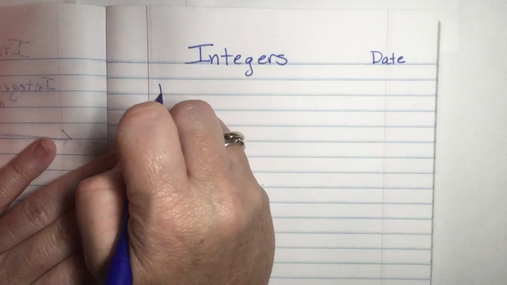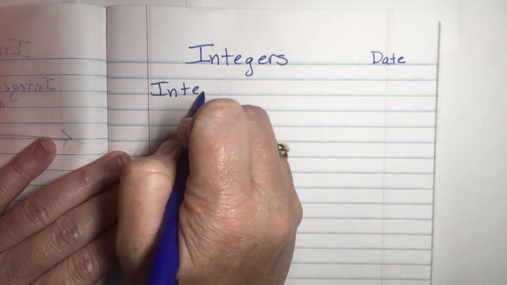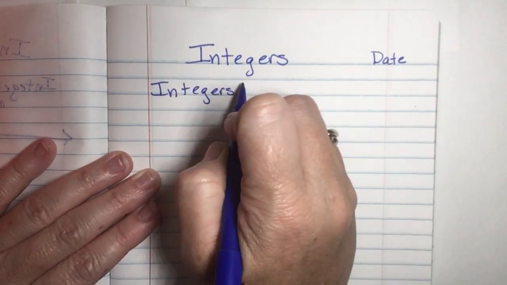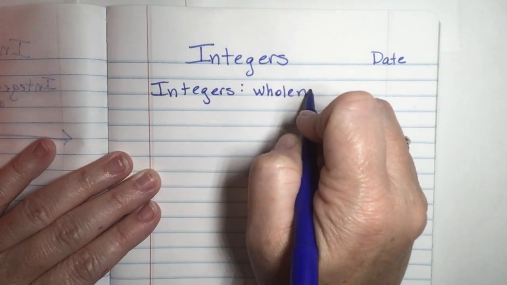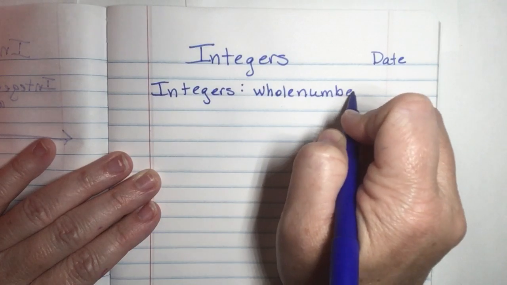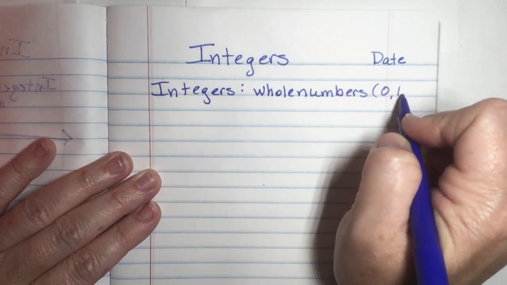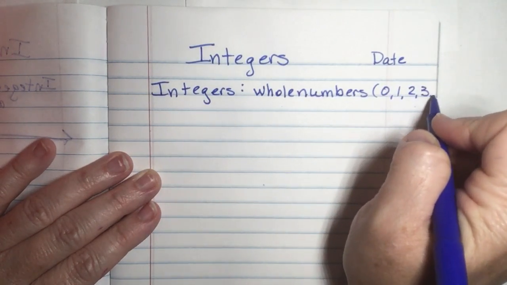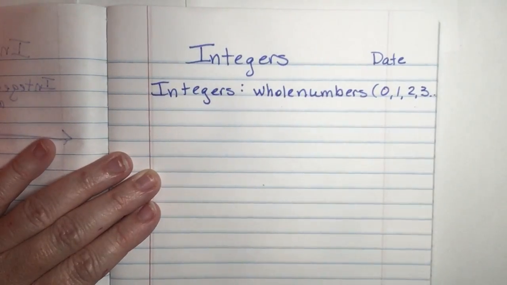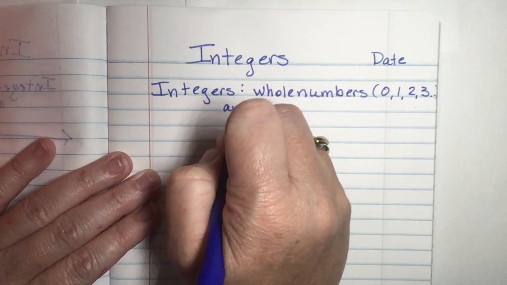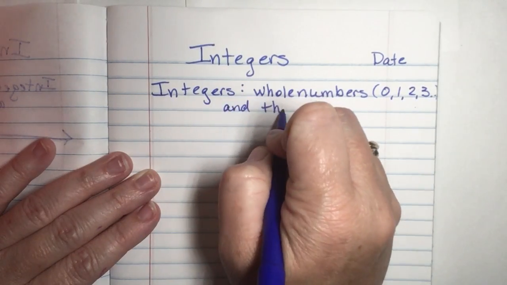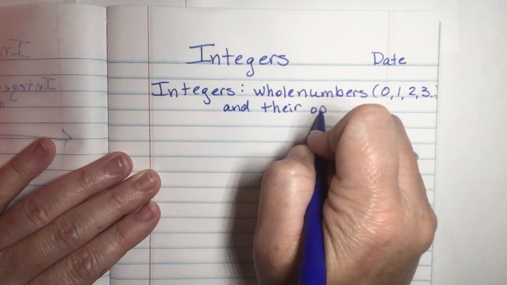All right, so integers are whole numbers. And y'all have been learning about whole numbers for a long time. So think about what a whole number is. Yeah, 0, 1, 2, 3, and so on forever. I'm going to put those little dots there. It's whole numbers and their opposites.